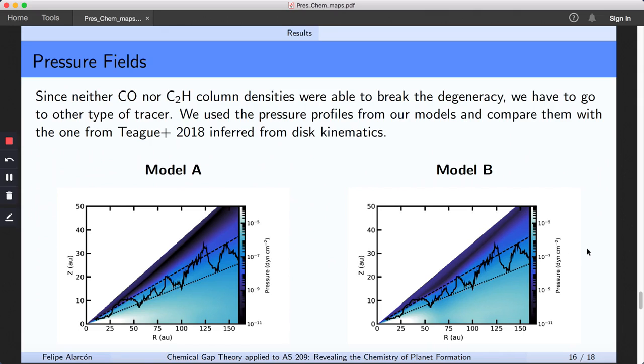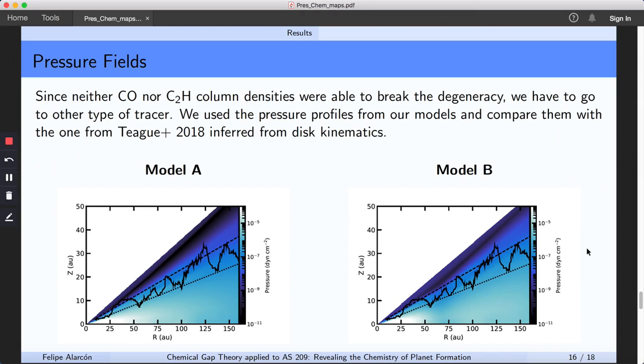After that, we have to use the pressure fields. Teague and collaborators a couple of years ago inferred the pressure profiles using the disk kinematics in AS 209. In our models, we have a hydrostatic structure, so it's just a proxy of the pressure profiles. In the images, the black lines are the emission heights. The dashed line is the cut made by Teague and collaborators, and the dotted line is the cut that we also use as a lower bound for the CO emitting height in the disk.